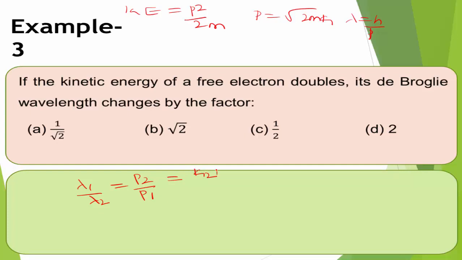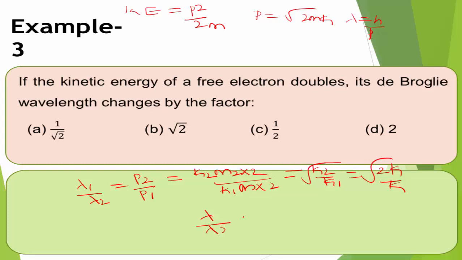Now we can write this as root of K2 m into 2 divided by K1 m into 2, which is equal to root of K2 divided by K1, which is root of 2K divided by K. Lambda 1 is lambda, so lambda divided by lambda 2 is equal to root of 2, or lambda 2 is equal to lambda divided by root 2. Here option A is the right answer.